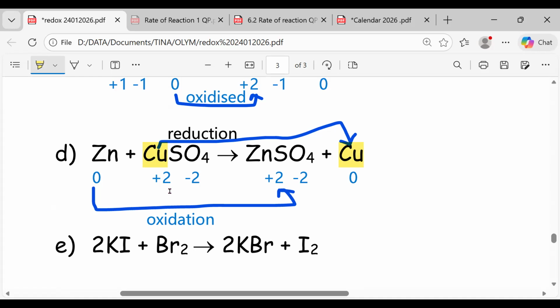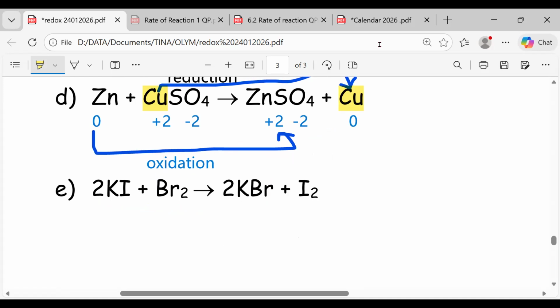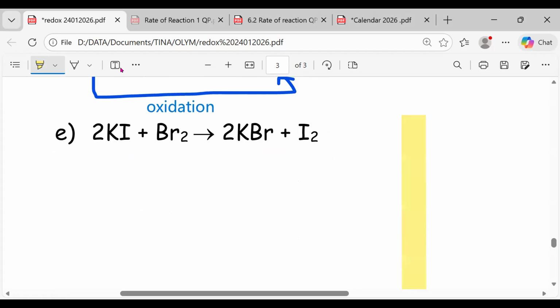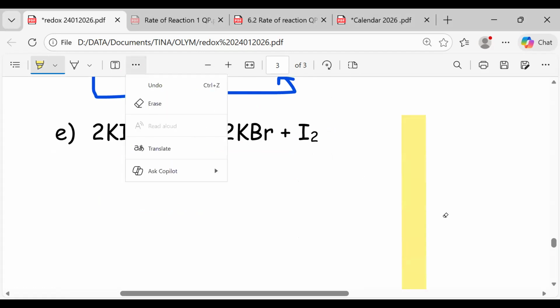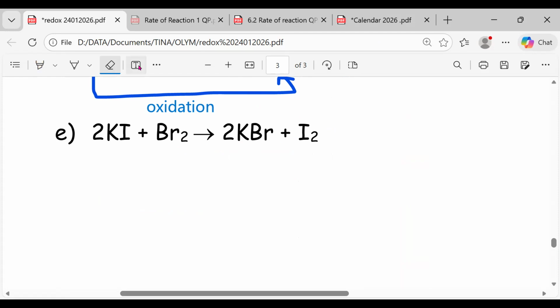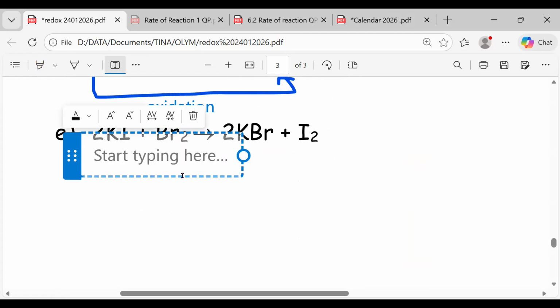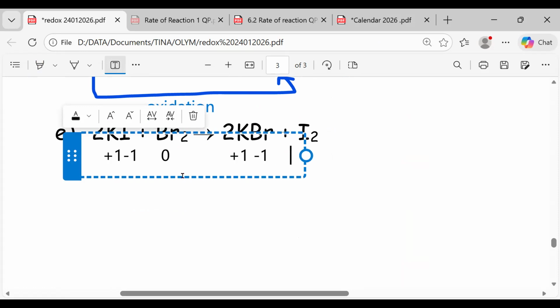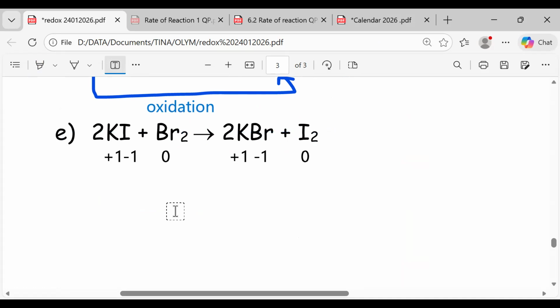Ready? Yes. Okay. So potassium, +1. Iodine, -1. Bromine is 0. This one is positive. Element, what? Bromine -1, and then this one is 0. Right or not? Element, right?